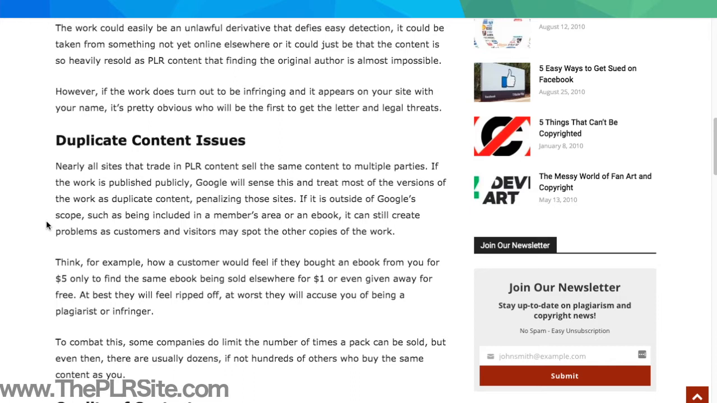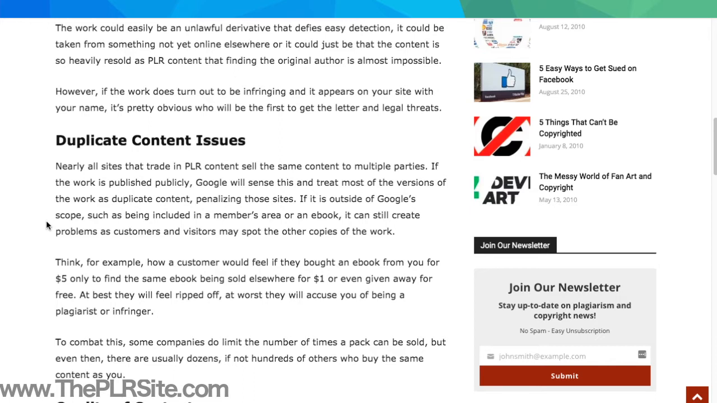Now, duplicate content issues. Nearly all sites that trade in PLR content sell the same content to multiple parties. If the work is published publicly, Google will sense this and treat most of the versions of the work as duplicate content, penalizing these sites. I think at this point Google doesn't penalize them. I think it's just after they find the most relevant, and then after so many, they don't rank them. I don't think they necessarily penalize them, they just don't rank them, which is a form of penalty, but it's not like a negative mark against your site. That's the way I perceive it, and what I've researched recently. Go Google it yourself, research it yourself to be sure.